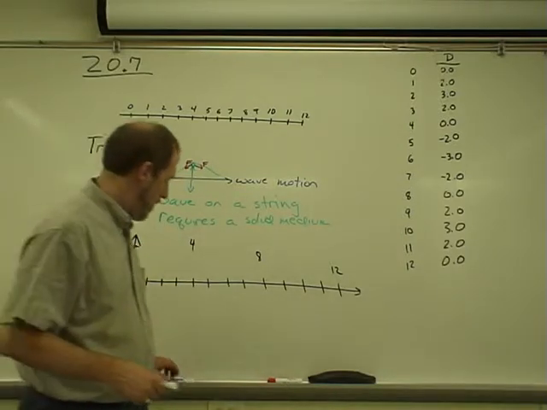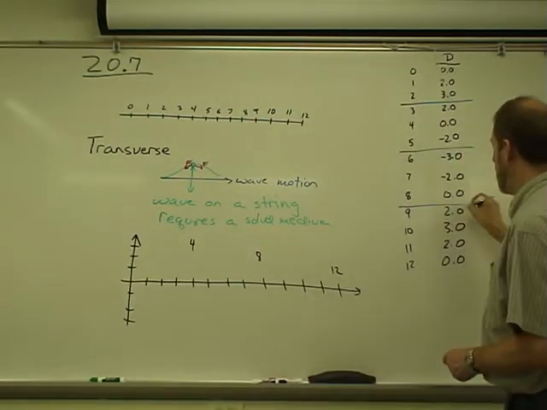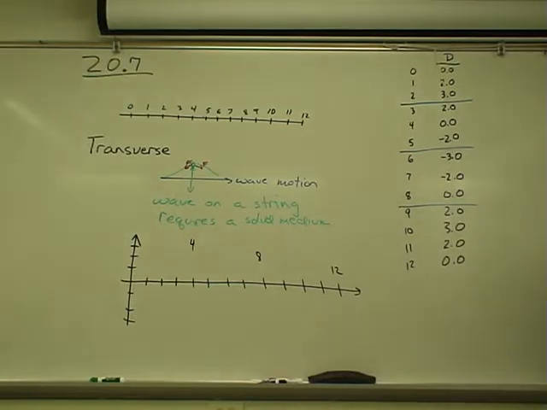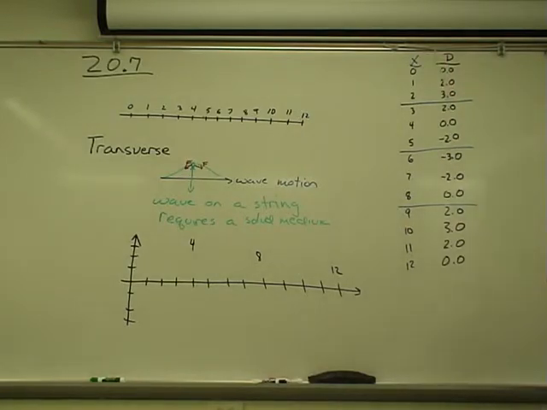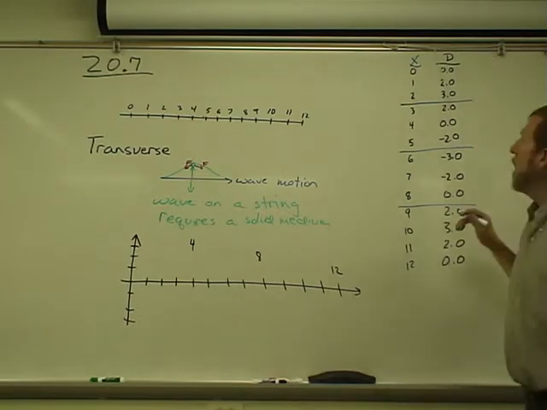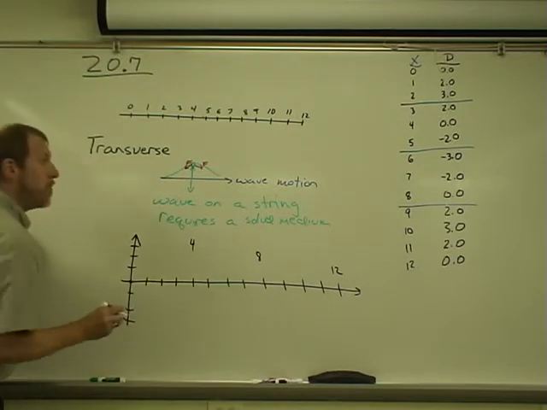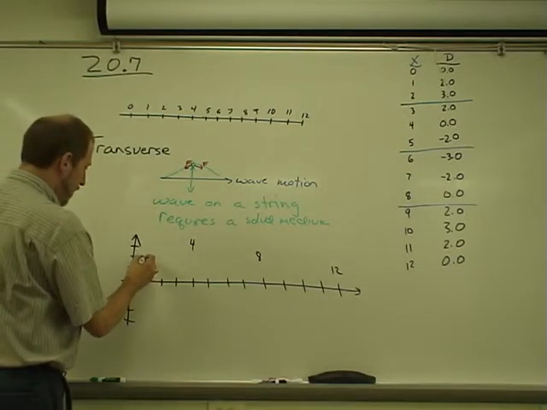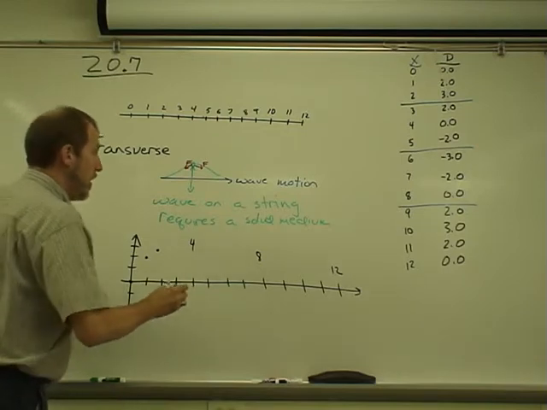if I take these two columns, where these represent positions, and these represent the displacement at that particular position, then for a transverse wave, okay, at x equals 0, the displacement is 0. At x equals 1, I've got a displacement of 2. At x equals 2, I've got a displacement of 3.